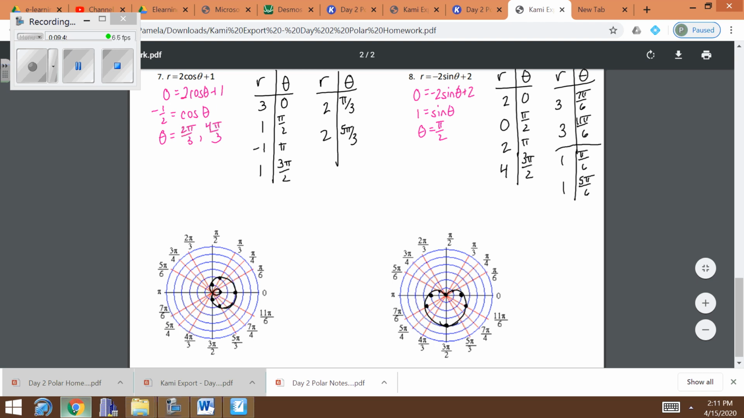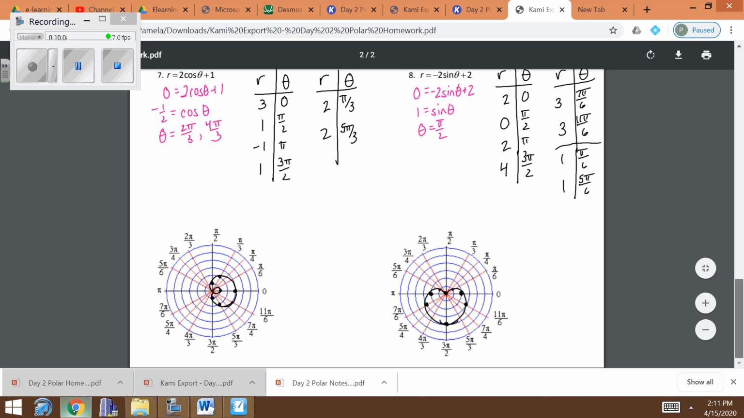So, what is it? The sine of 7 pi over 6 we know is 1/2, and then, sorry, negative 1/2. And then negative 2 times negative 1/2 is 1. 1 plus 2 is what gave us the 3 right there. So that's how I got those values there.